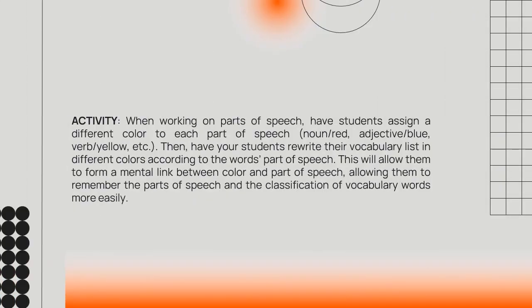Activity. When working on parts of speech, have students assign a different color to each part of speech. Noun, red, adjective, blue, verb, yellow, etc. Then, have your students rewrite their vocabulary list in different colors according to the word's part of speech. This will allow them to form a mental link between color and part of speech, allowing them to remember the parts of speech and the classification of vocabulary words more easily.